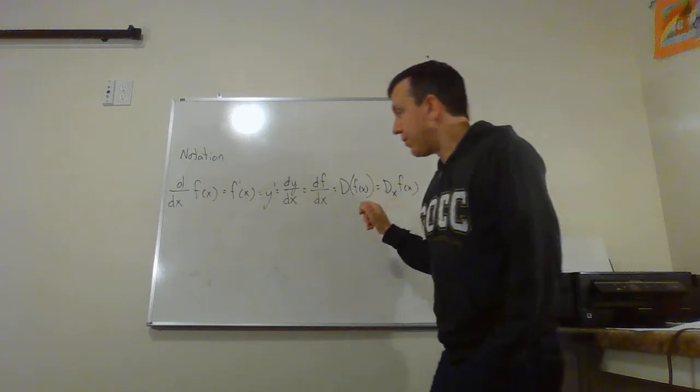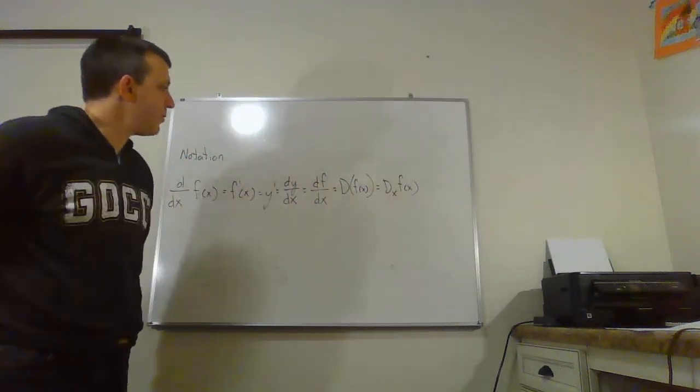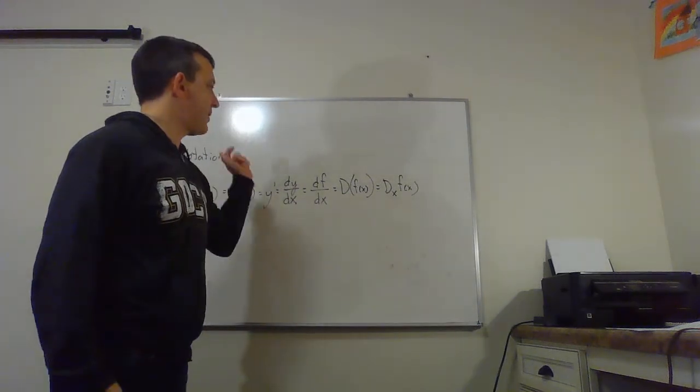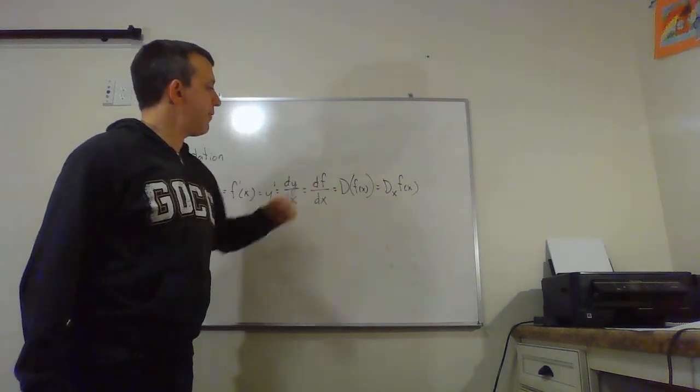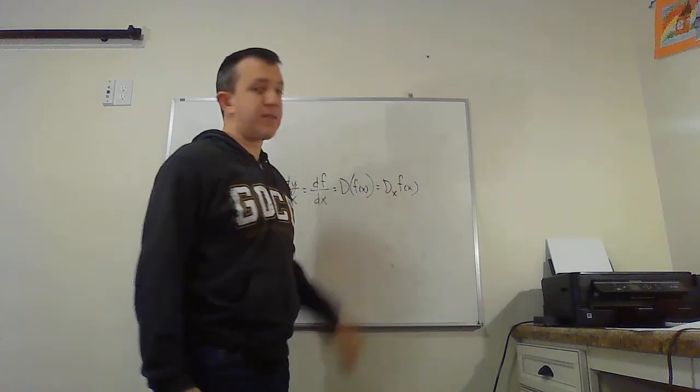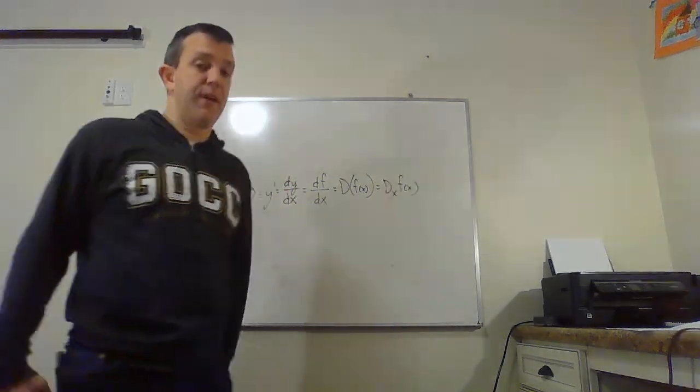And then these last two are really kind of unusual. They don't happen a whole lot. I'll be honest, I haven't seen them very many times for myself. Big capital D with f of x on the inside, that means take its derivative. And d with a little x is the derivative with respect to x of f of x.